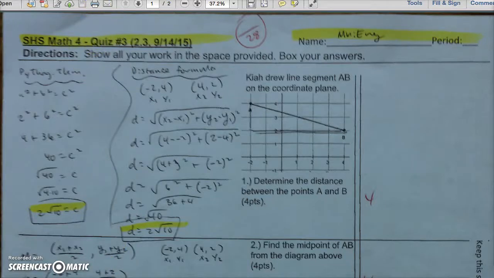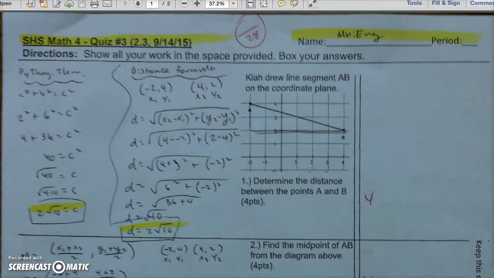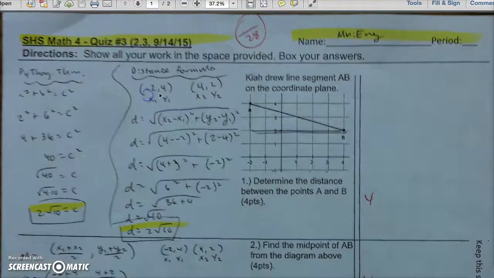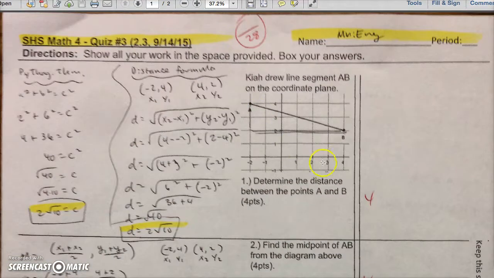I'm going to go over the quiz corrections for quiz number 3 on September 14th, 2015. Apologize, I took a picture and it wasn't very clear. So for question number 1, again, you have the distance formula between these 2 points. From the origin, you go left 2, then up 4. So negative 2, 4 is one of the ordered pairs. And then the second ordered pair is right 4, up 2, so 4 comma 2.